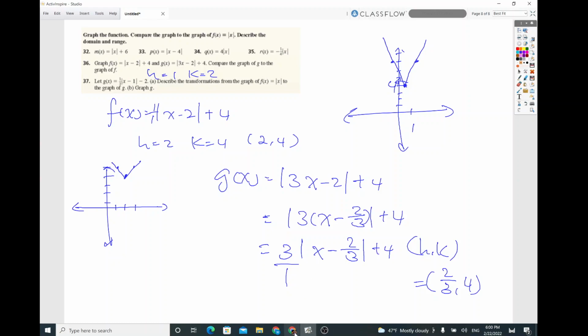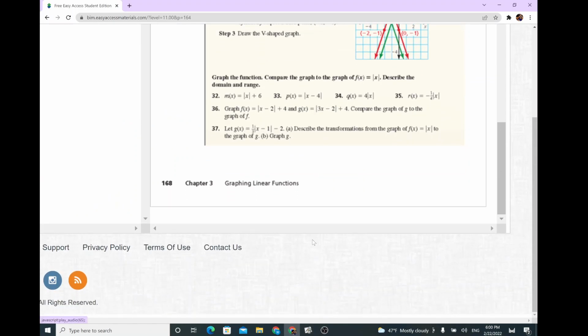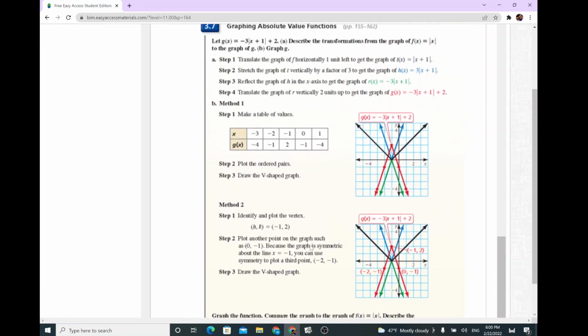Okay, so now going back to the page, is that what we got for this whole unit here? Yes, that's pretty much it.